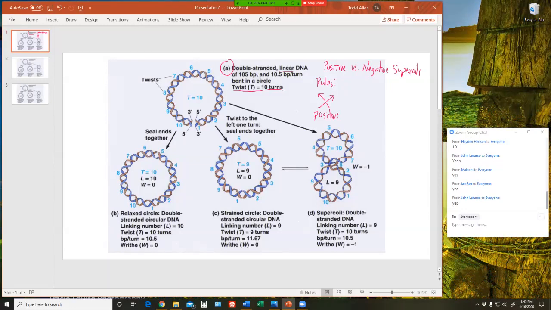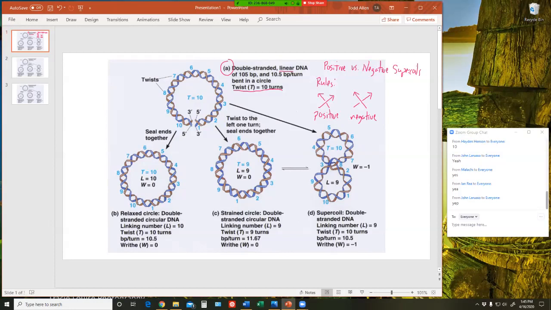Okay, and we flip that circumstance to get a negative supercoil. So the negative supercoil rule is this, followed by this. This is the negative supercoil rule. All right.